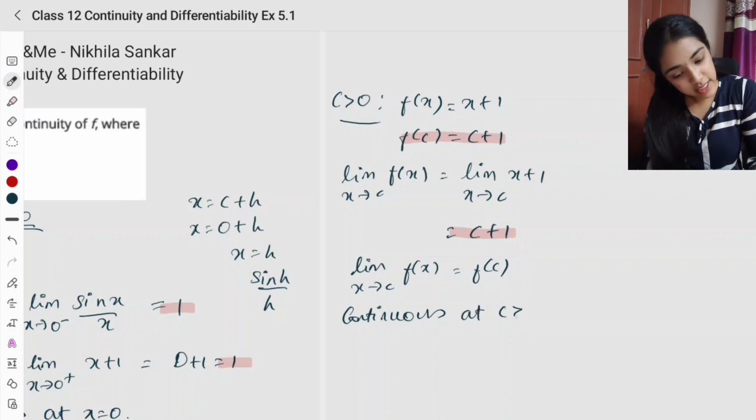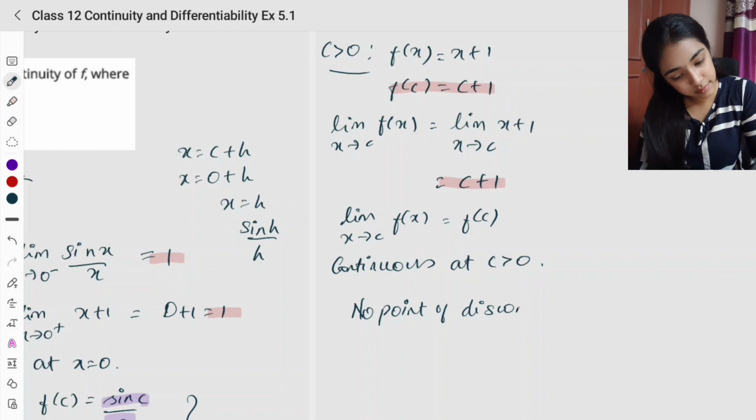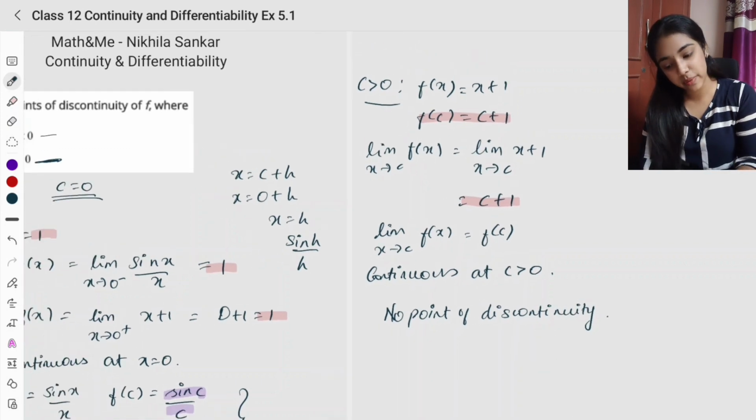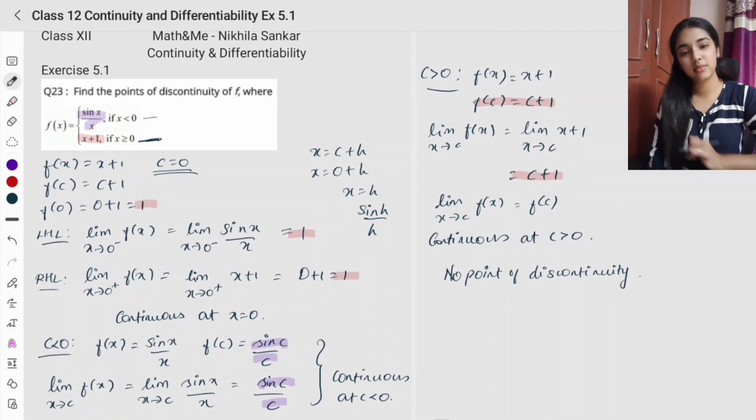at c greater than 0. So it is continuous everywhere. So no point of discontinuity. Okay, clear? Please copy. Please pause the video or take a screenshot, whichever is convenient. Okay.